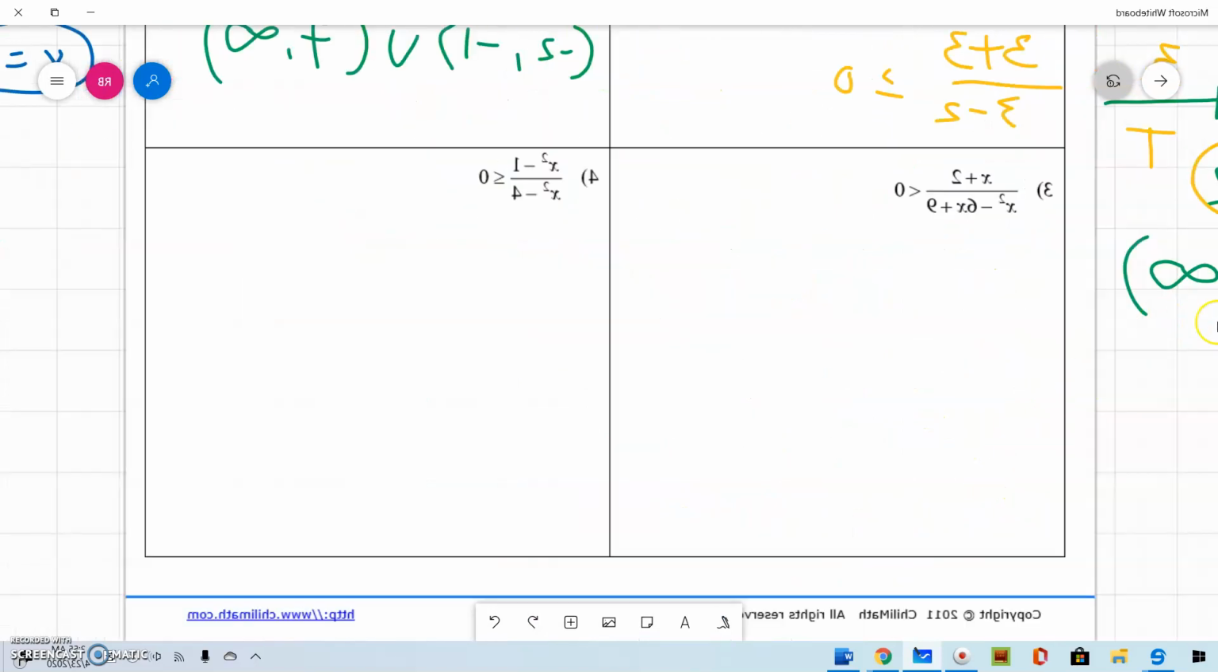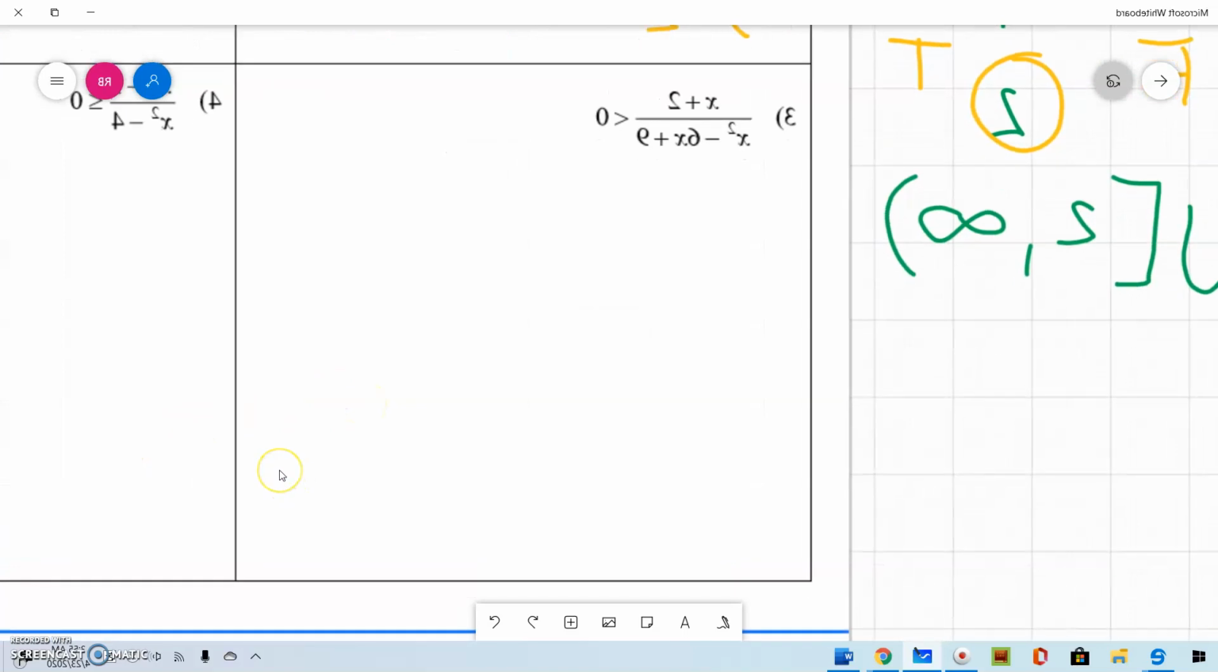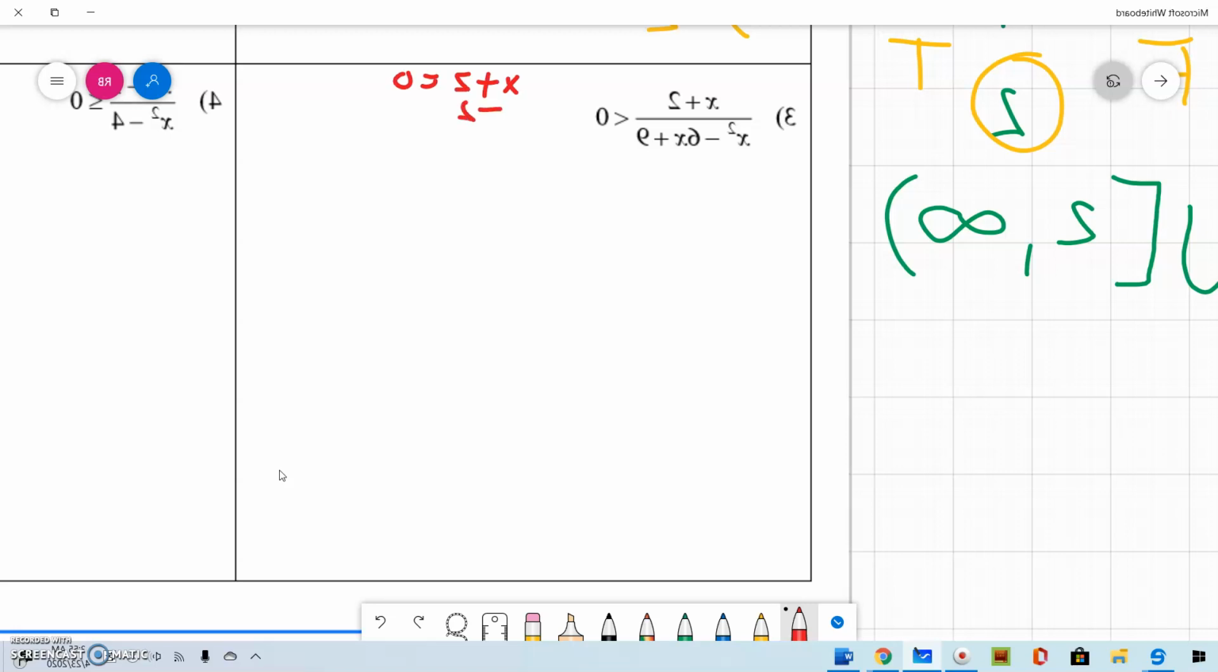All right, let's look at other types, like number 3. I hope you are getting used to the steps that I'm going over. So the first step is setting the numerator equal to 0 and solving for that. So x equals negative 2. And then we need to set the denominator equal to 0 and solve for that. And this one I need to factor.